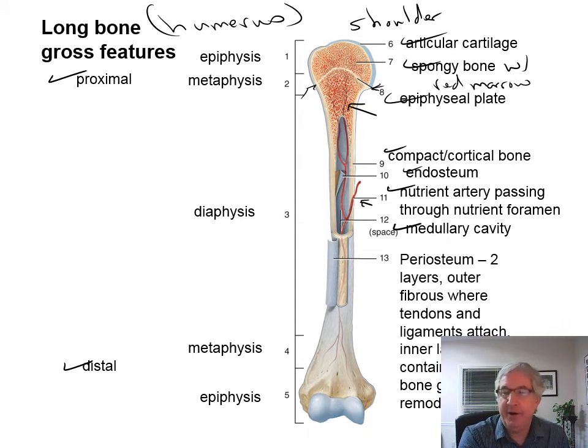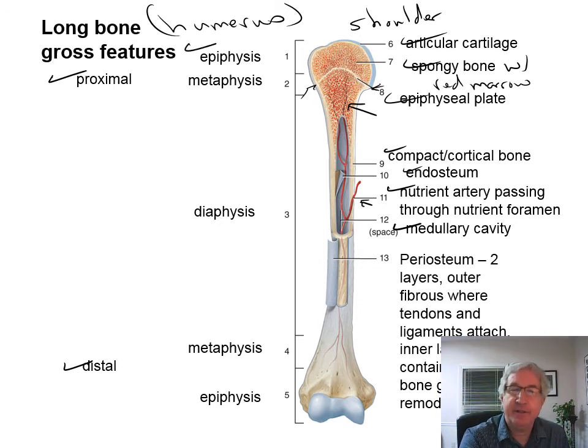And then you have the periosteum on the outside. It has 2 layers. There's an outer fibrous layer, that's where tendons and ligaments attach. And the inner layer contains cells for bone growth and remodeling. So you can actually form new bone on the outside. So if you break a bone, then you can fix the bone because you have cells there that help you remodel the bone.